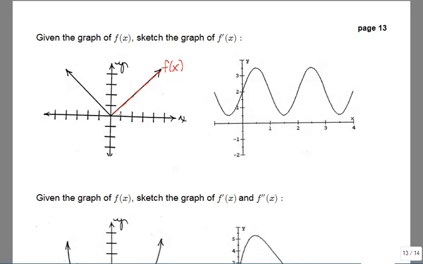So when x is 1, the slope is 1. When x is 2, the slope is 2. When x is 3, the slope is, sorry, I said that wrong. When x is 1, the slope is 1. When x is 2, the slope is 1. When x is 3, the slope is 1, and so forth.